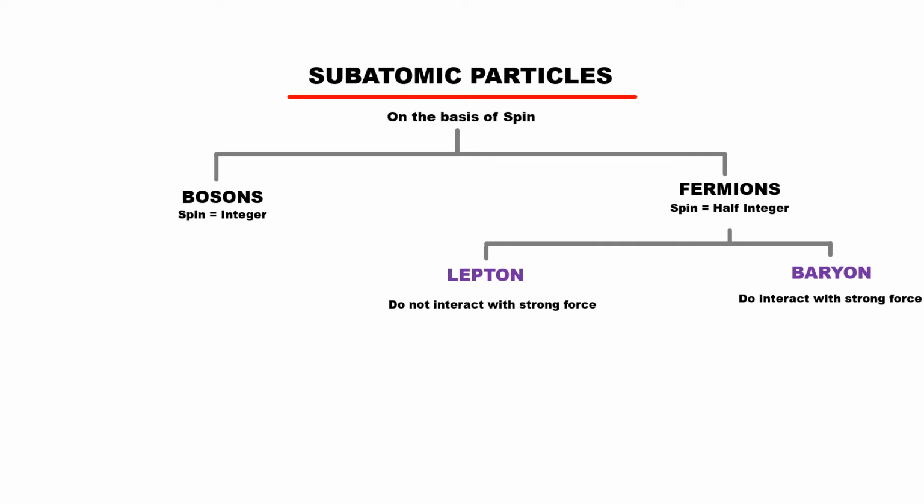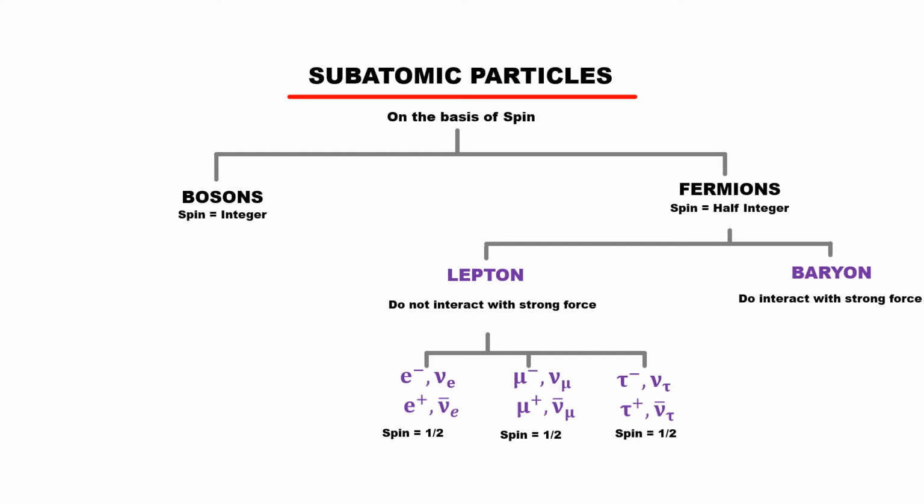A total of 6 lepton particles have been discovered so far: electron, muon, tau, and 3 neutrino particles associated with all three. All these lepton particles also have 6 antiparticles. All leptons are fundamental spin half particles. They are fundamental particles, meaning they are elementary particles. They are not made up of any other particles.